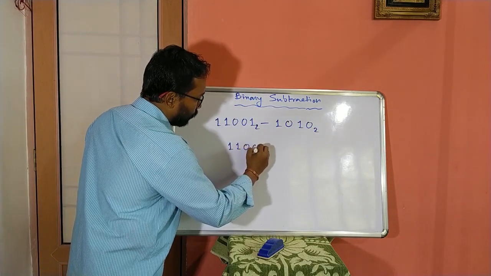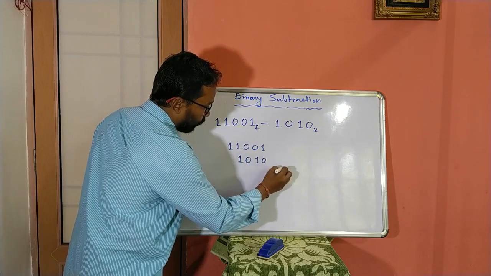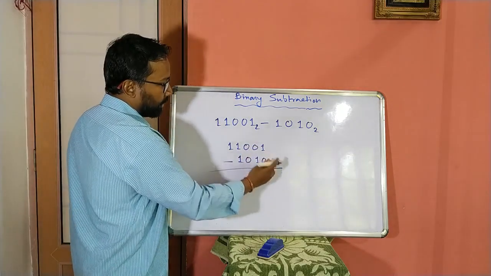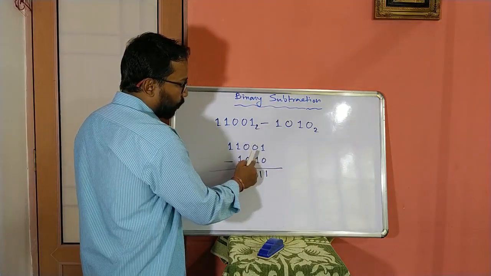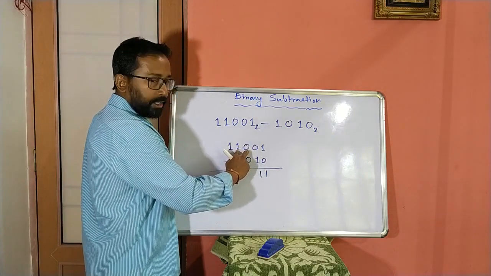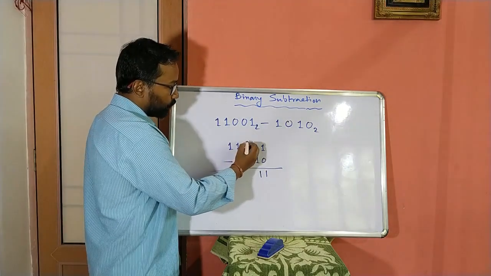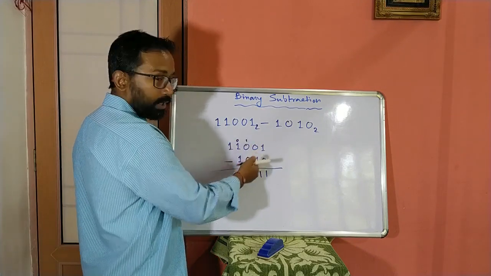1 1 0 0 1 minus 1 0 1 0. So 1 minus 0 is 1. 0 minus 1 is 1. For this 0 minus 1, before this 0 till the last one, all will be replaced by their opposite bits. So this 0 will be replaced by 1 and this 1 will be replaced by 0. Actually we are borrowing this 1 from this side.